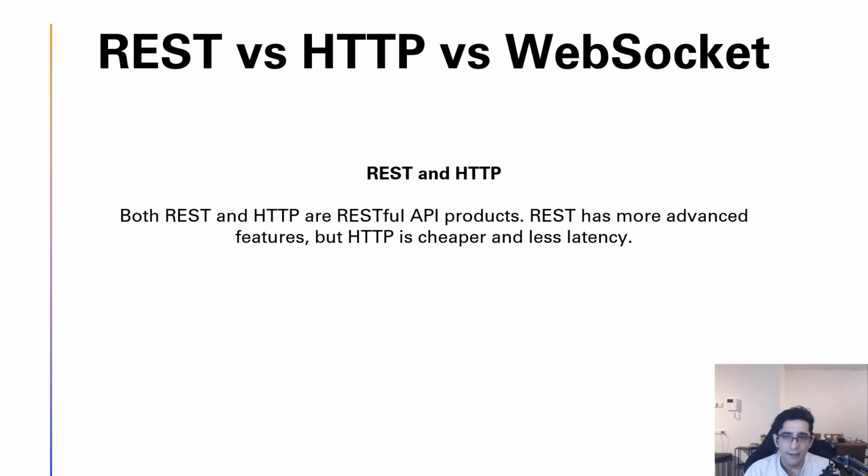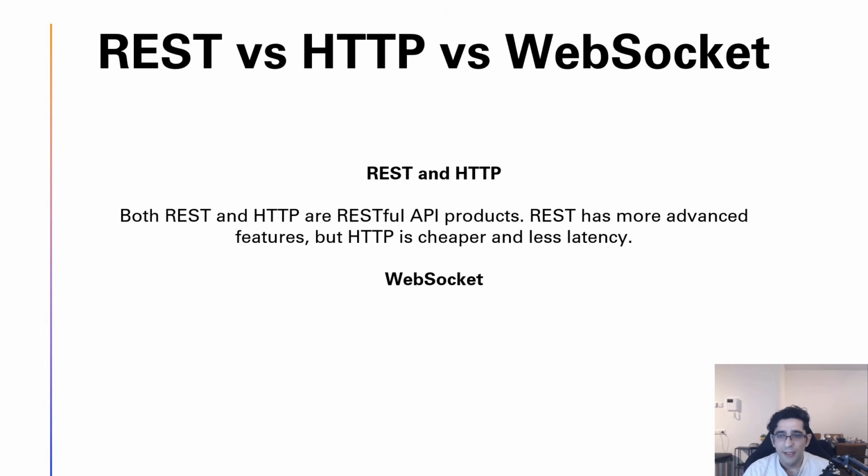Before creating an API, just have a look at these features and create what you need. For example, if you don't need these advanced features, they do induce latency and cost. So at some point maybe HTTP is the better choice, but if you do need the features, then just go with REST. And finally, we also have the WebSocket API.